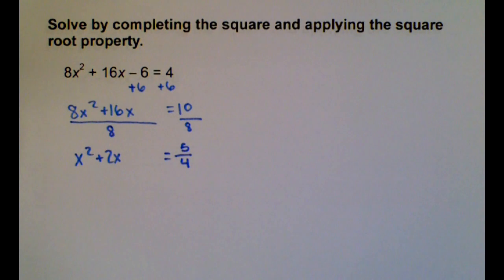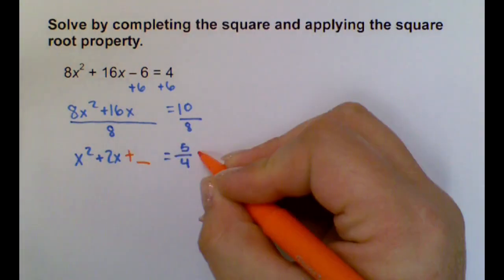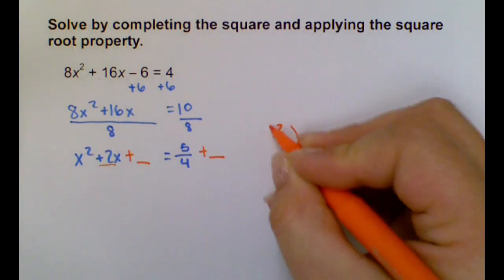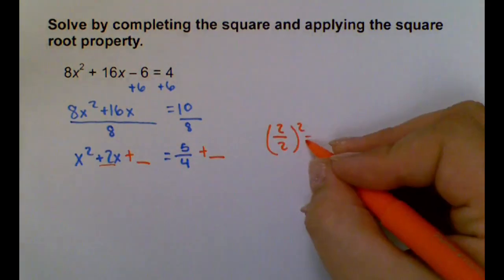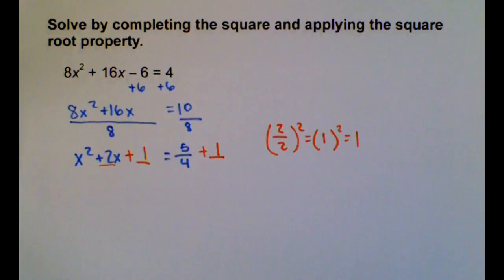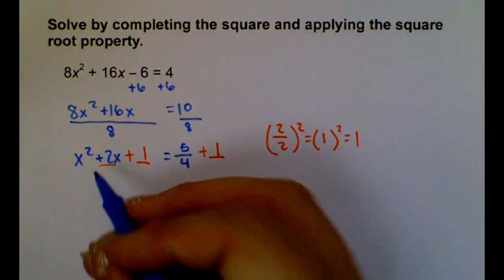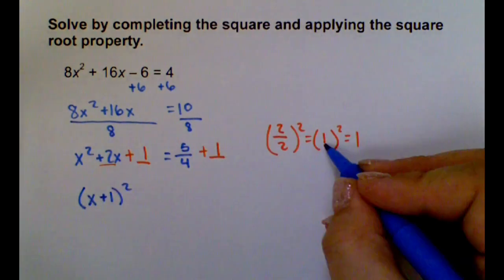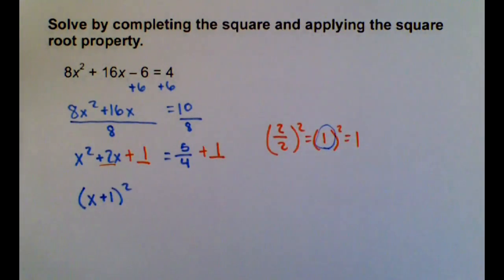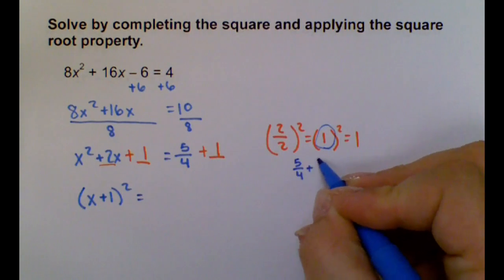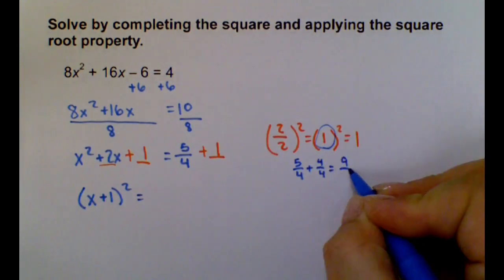Now we do our completing the square process. We add some number to both sides. That number is going to be our b value over 2 squared. Well, 2 over 2 is 1, and 1 squared is 1. We are adding 1 to both sides of the equation. Now this side will factor nicely into x plus 1 squared, because remember, it'll match that. It's a positive 1, so it's a plus. And 5 over 4 plus 1, remember we want to make that a 4 over 4 to make this 9 over 4.